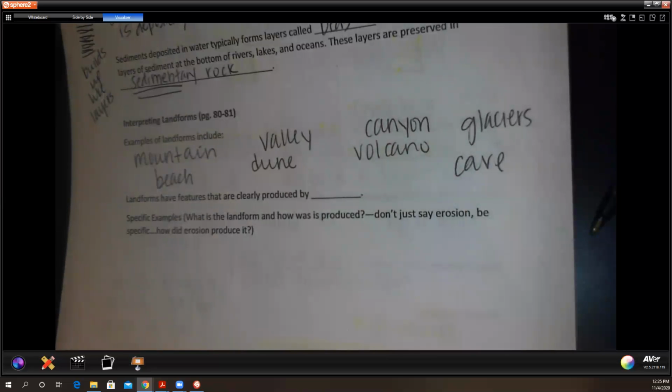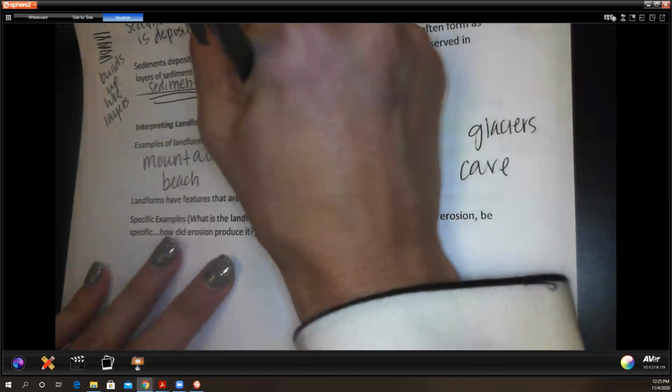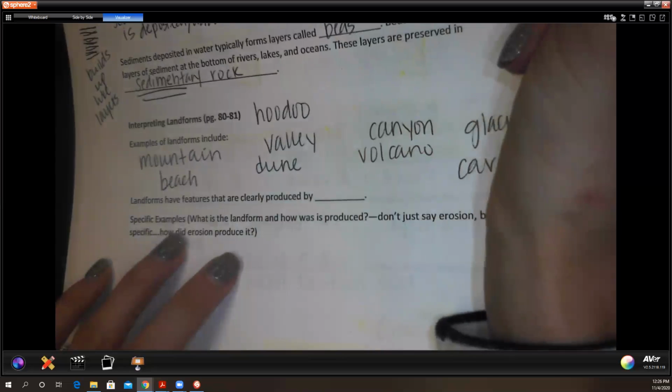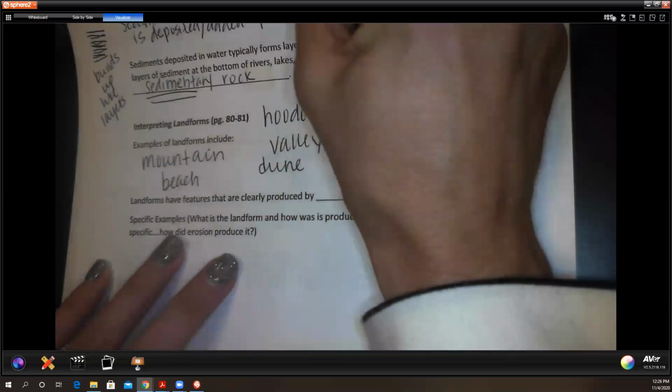So we've discussed this a couple times. Tundra is a biome. It's an environment where things live. It's not a landform. Joel. A hoodoo. Okay, a hoodoo is a cliff.